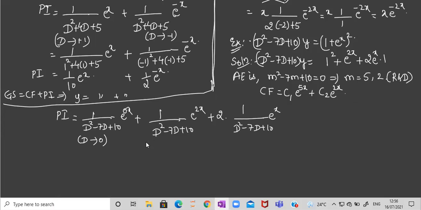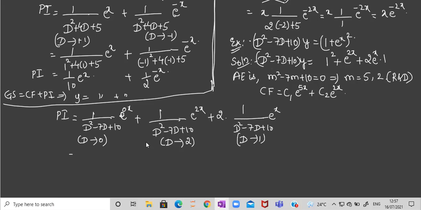Okay, ma'am. Got it. I thought e to the power 0 is 1. E raised to 0x is 1, but coefficient of x is 1. Sorry, coefficient of x is 0. Replace d by 0. Yes, ma'am. Here d by 2. Here d by 1.